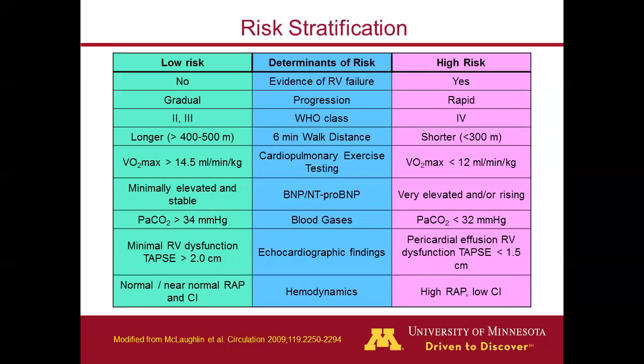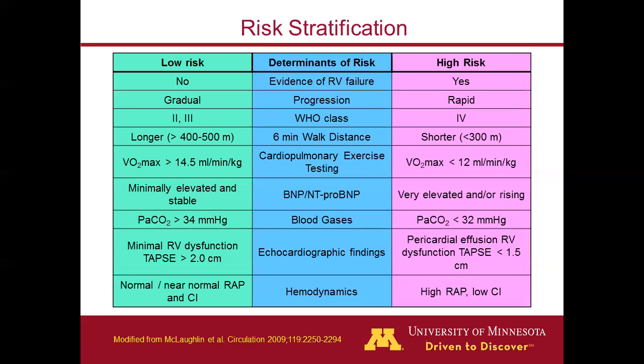What is class 4? You know what is class 4, but syncope is considered as class 4. When somebody is passing out, that's class 4 in PAH. It's like aortic stenosis. If their 6-minute walk distance is less than 300 meters, if their cardiopulmonary exercise testing is less than 12, that means they're significantly limited. If their NT-proBNP is significantly elevated. If their PCO2 is less than 32, that means they are dyspneic, tachypneic, they are hyperventilating.